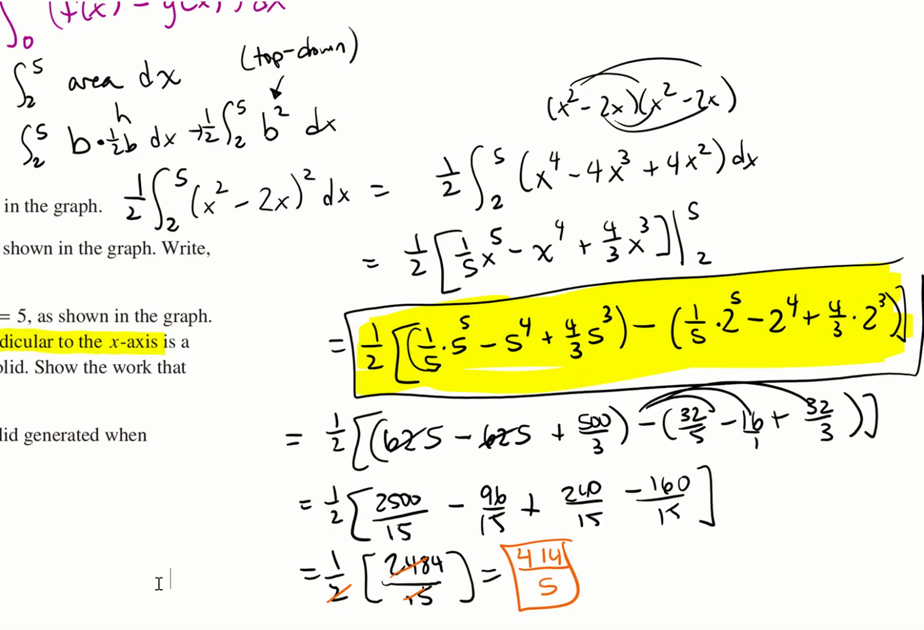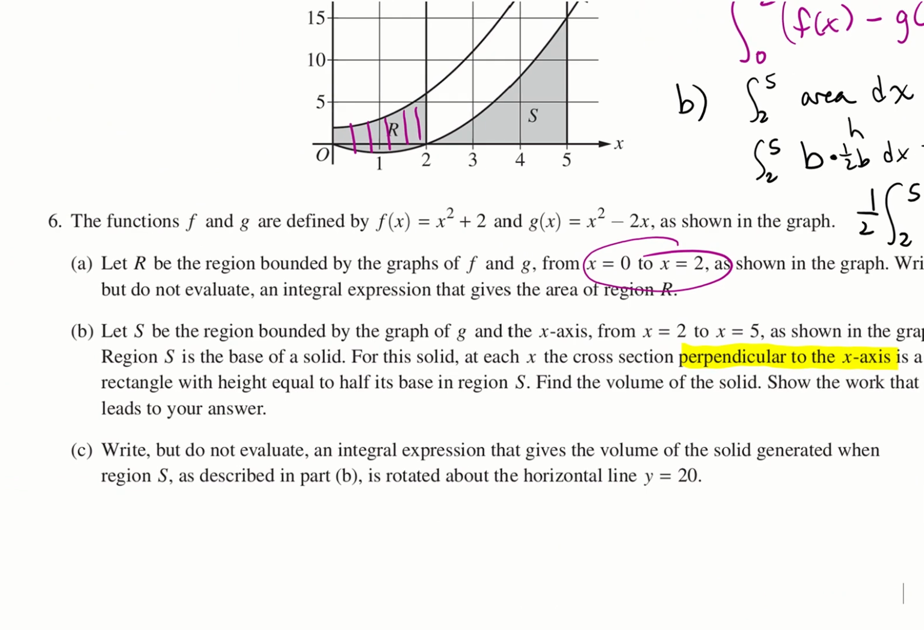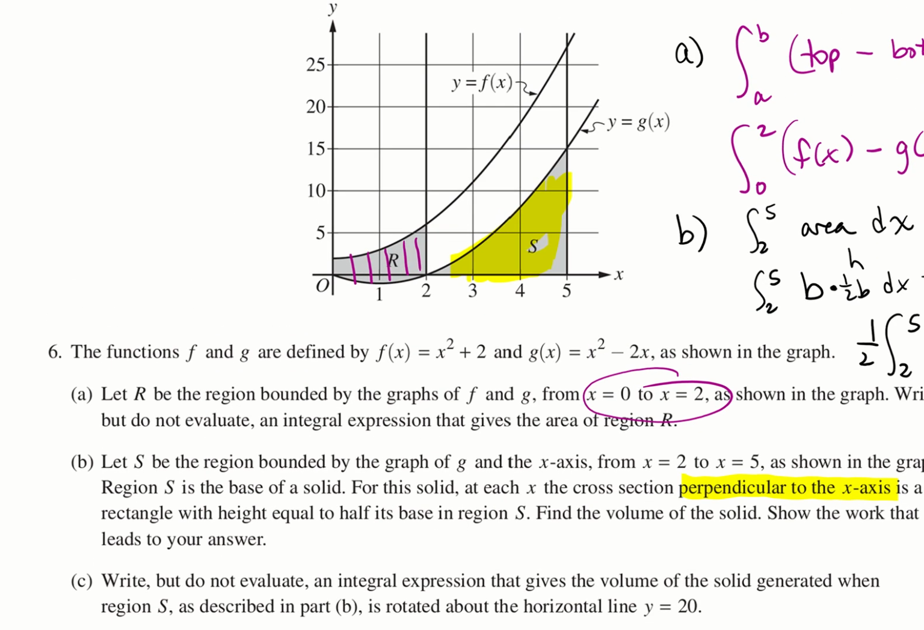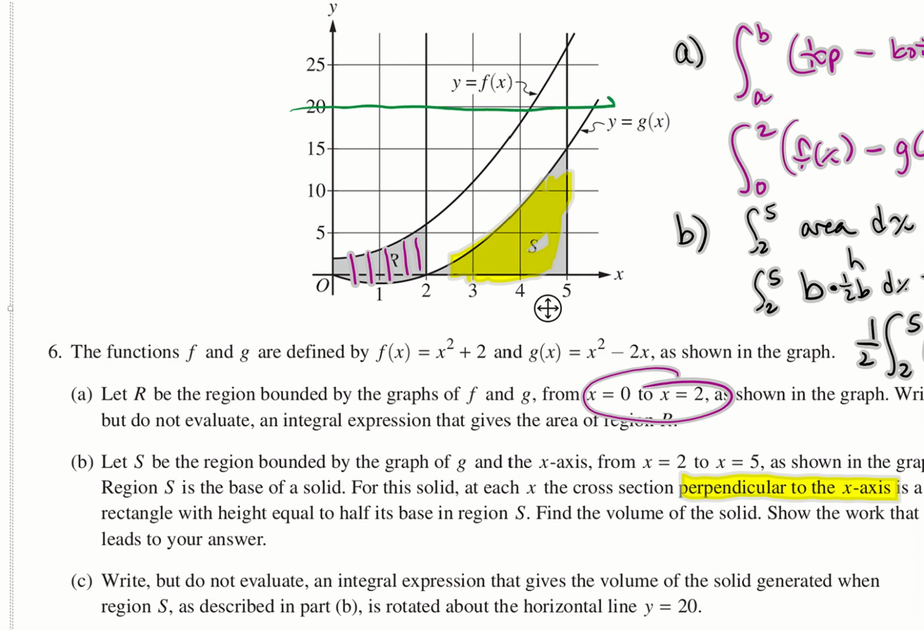Okay, so on to the last part, right? Now write, but do not evaluate, an integral expression that gives the volume of the solid generated when region S, so we're back on this one, is rotated about the horizontal line y equals 20. So y equals 20 is all the way up here. And that's what we're rotating about.